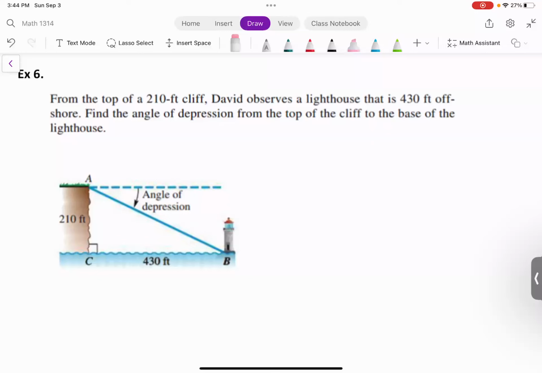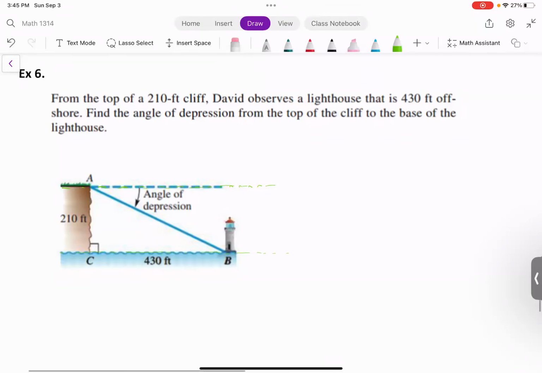But how about this? This is a horizontal line. This is a horizontal line. And this one also is a horizontal line. And these two horizontal lines are parallel to each other. That means the angle of depression, this angle and this angle, are alternate interior angles. They have the same measure. So if I can find the angle alpha, the measure of alpha, that is the angle of depression.